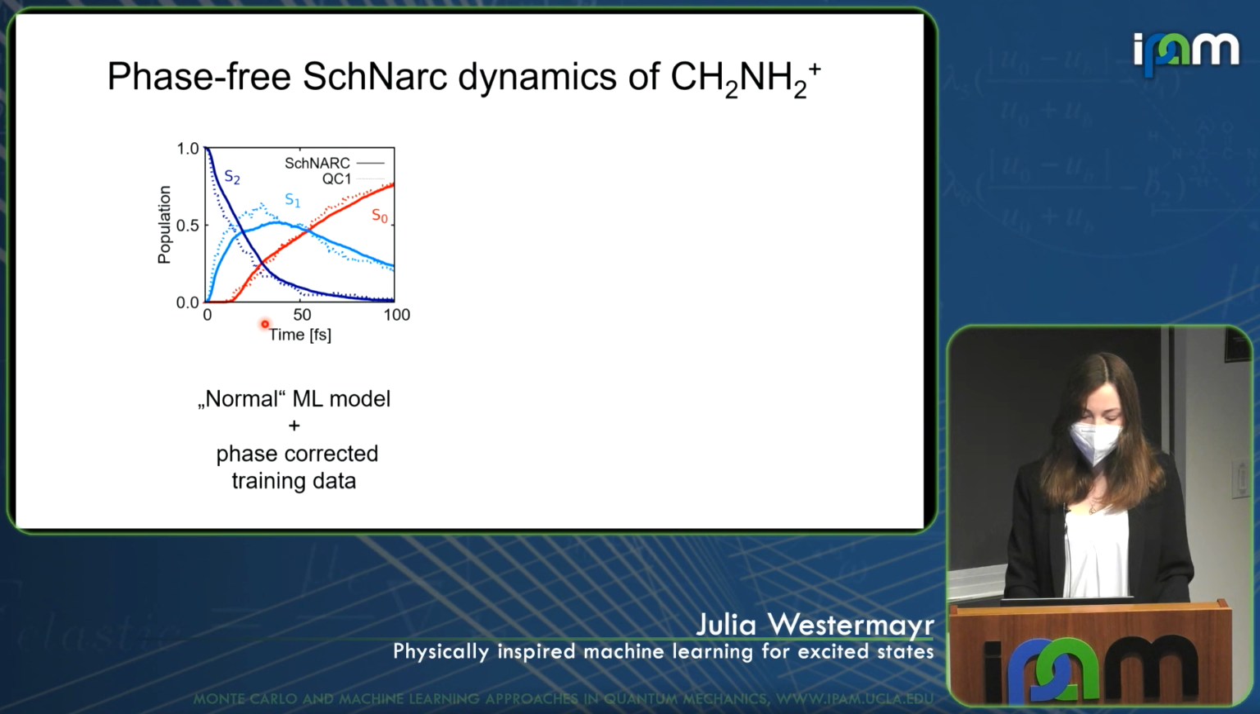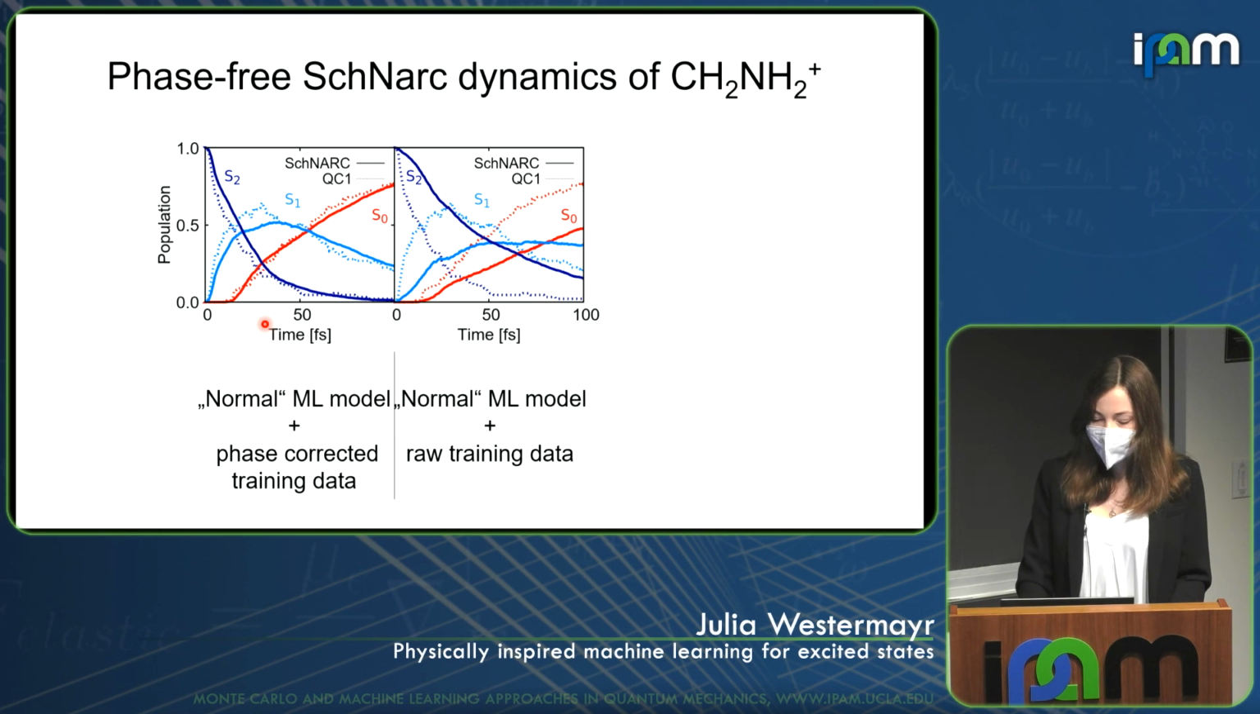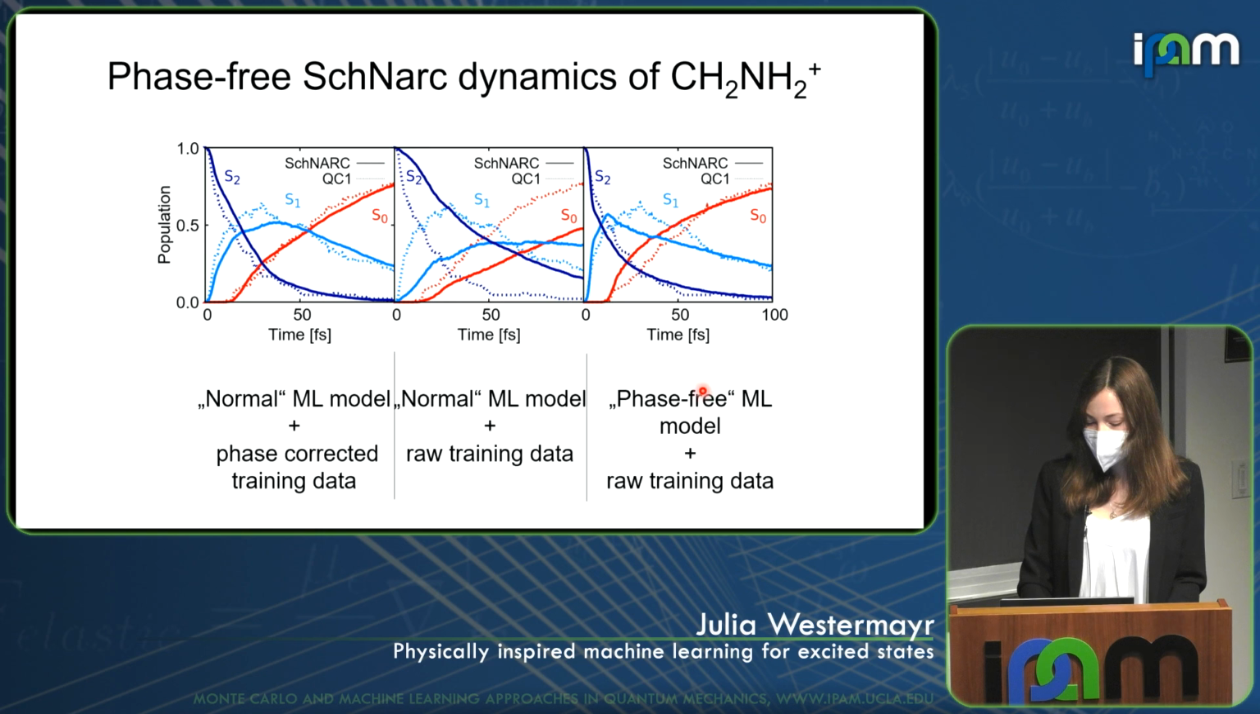You can see here the population curves with a normal machine learning model and phase-corrected data. Then you can see if we train on non-phase-corrected data, then the nonadiabatic couplings are not that good anymore. And if we use the phase-free training algorithm and train on raw training data, then you can see that the population curves match much better again, and in the end, we have similar populations.